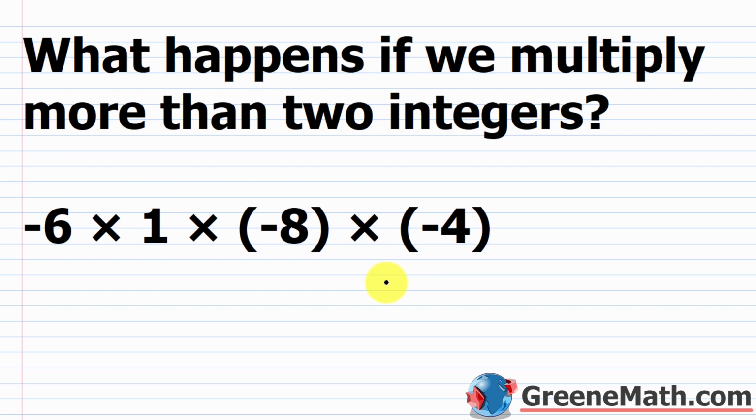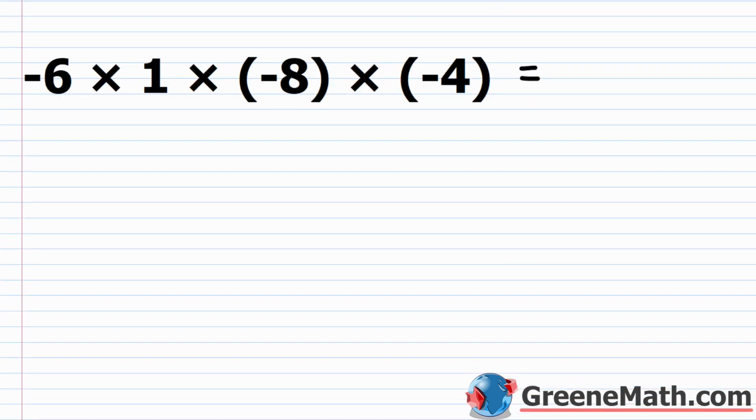All right, now let's talk about what happens if we multiply more than 2 integers. So this is just as easy. First, let me do this the long way, and then we'll think about what's going on. So let's say I work left to right, and I go negative 6 times 1, and that's going to give me negative 6. Negative times positive is negative. 6 times 1 is 6, so that's negative 6. So let me copy this. So times negative 8, and then times negative 4.